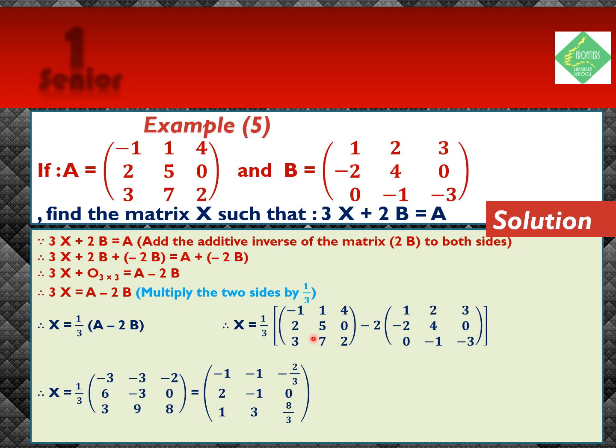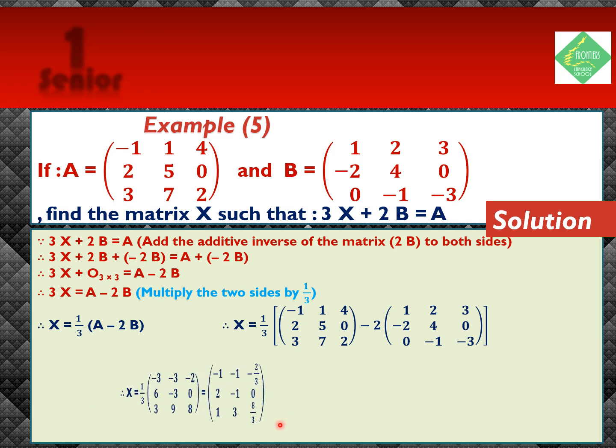X will be equal to a third, and when you do this operation by multiplying 2 by each element in B and subtracting it from this matrix, which is A, you get negative 3, negative 3, negative 2, 6, negative 3, 0, 3, 9, 8. And now I will multiply a third by all elements lying in this matrix. You will finally get negative 1, negative 1, negative 2 over 3, 2, negative 1, 0, and 1, 3, and 8 over 3.